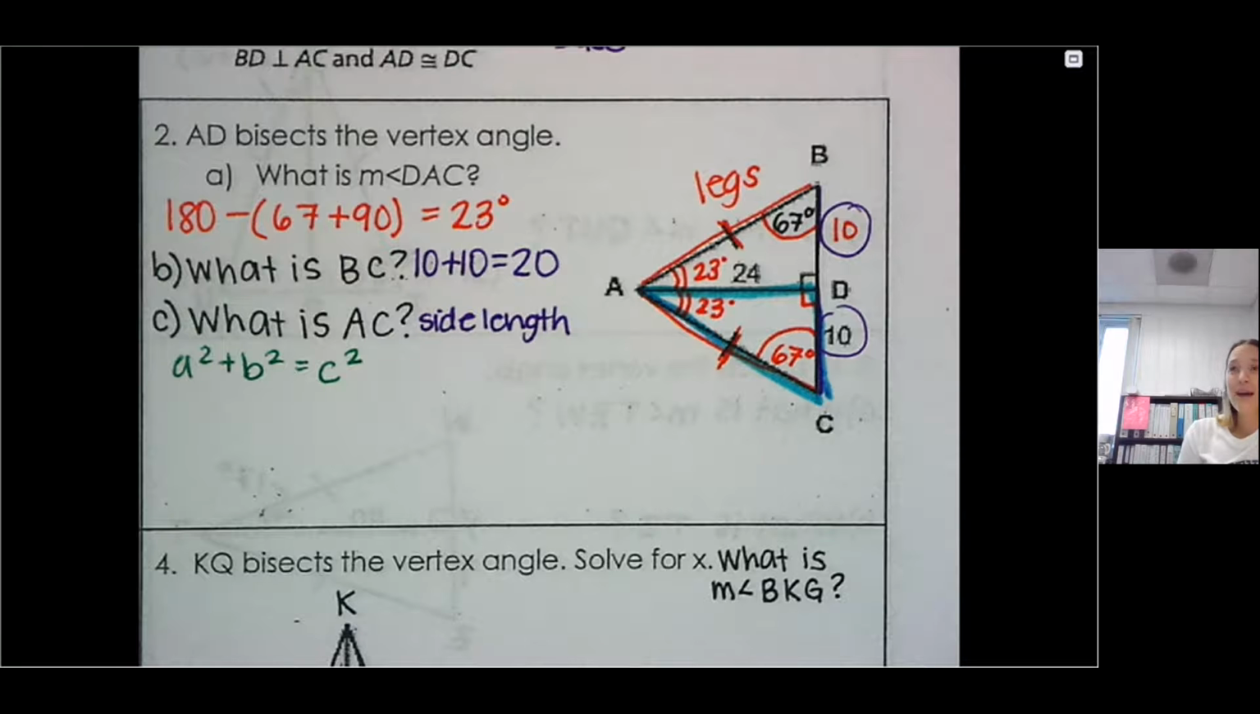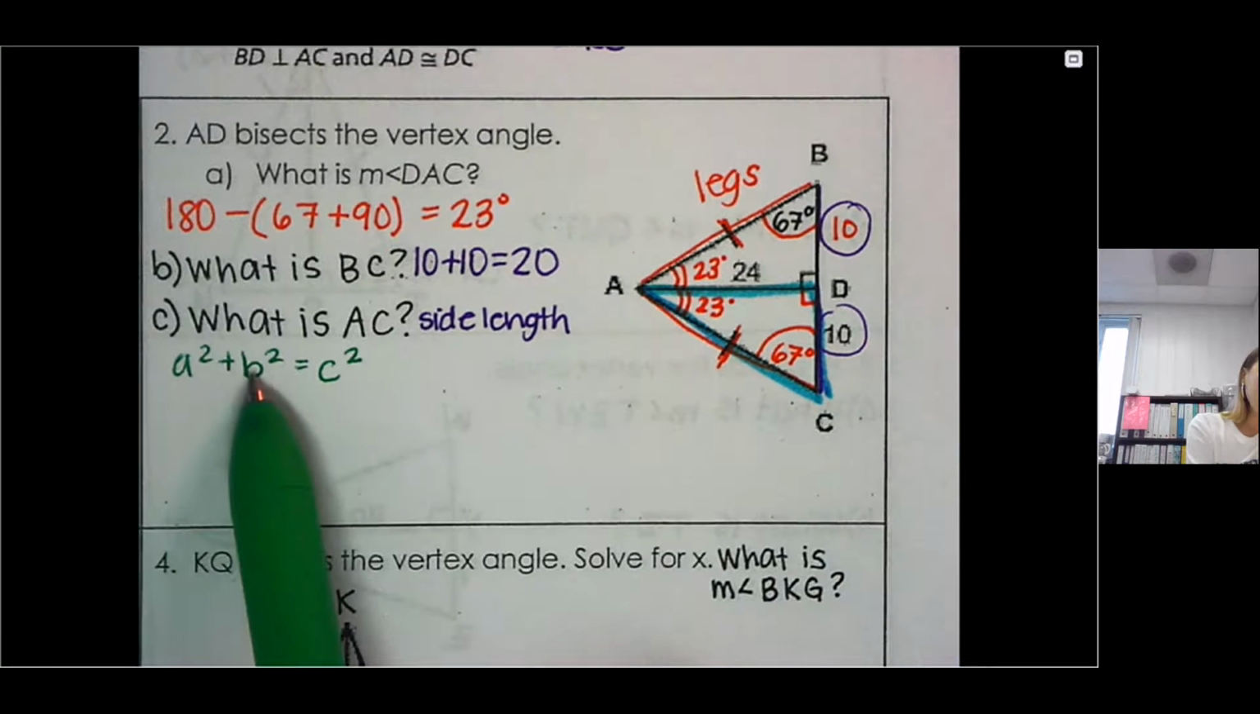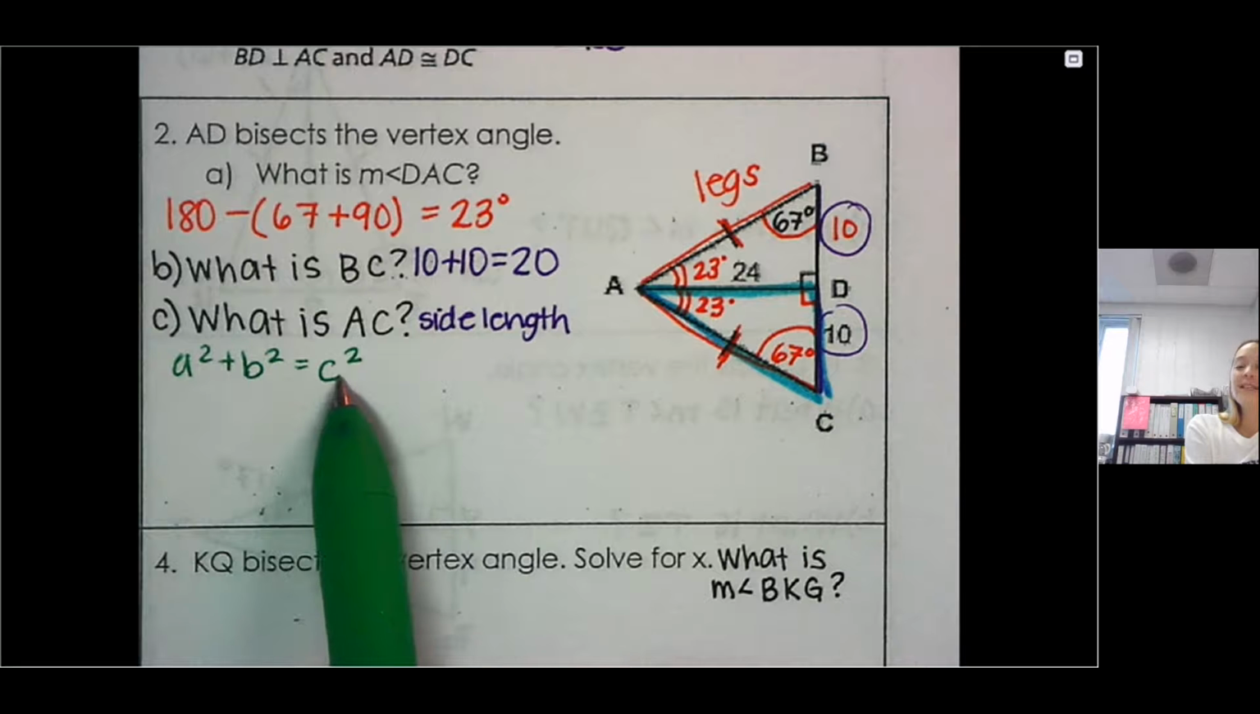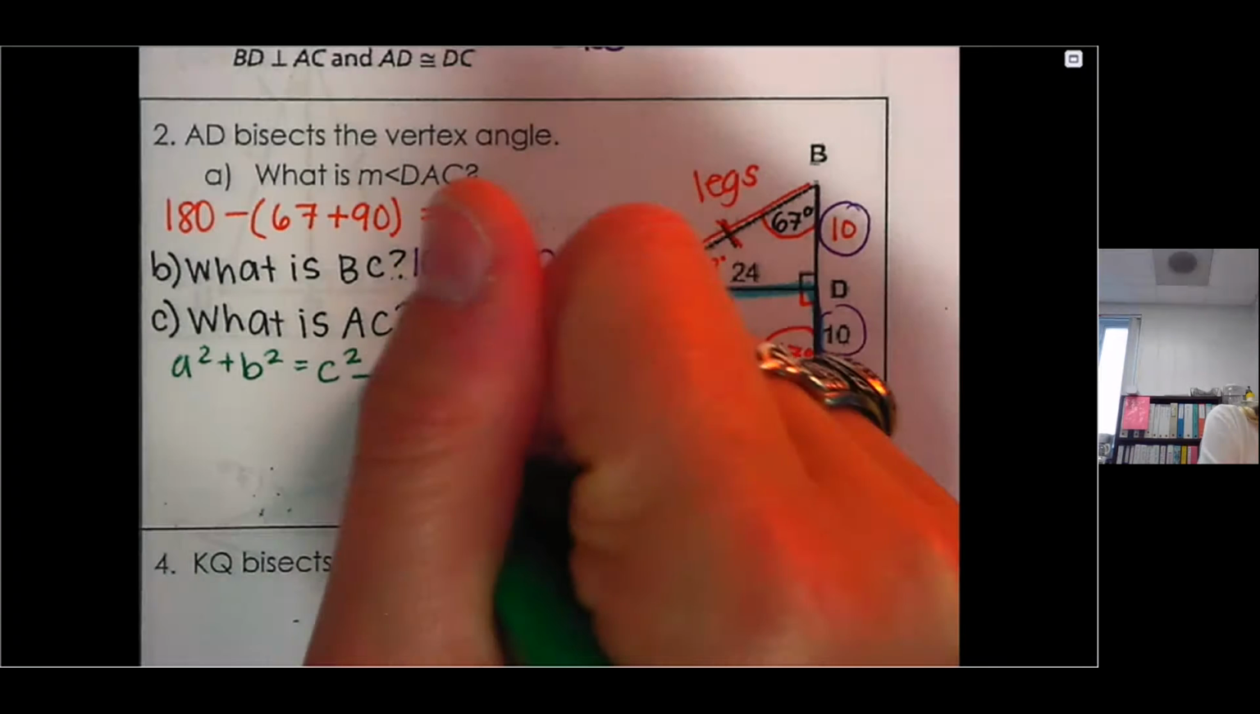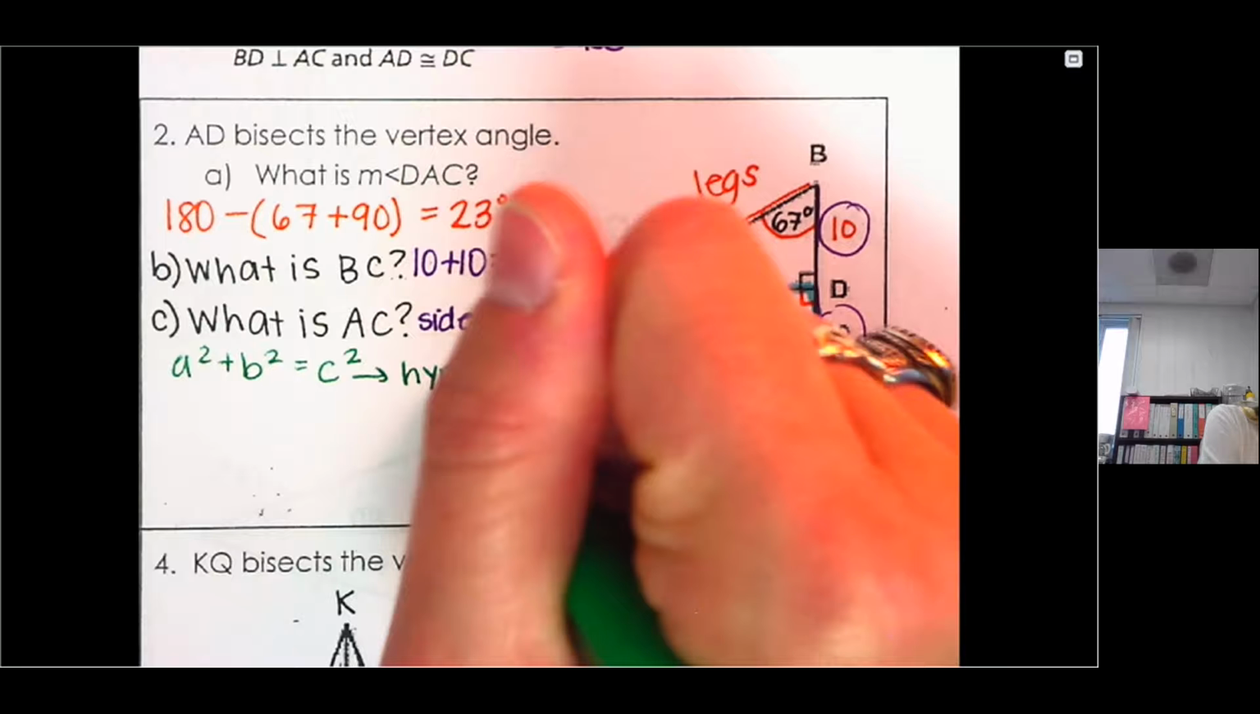Pythagorean. Okay. What this says is you can plug in the legs of the triangle to the A and the B. And this part C is the longest side of the triangle. It's called, does anybody know what it's called? It starts with an H. Oh my gosh! Hypotenuse.